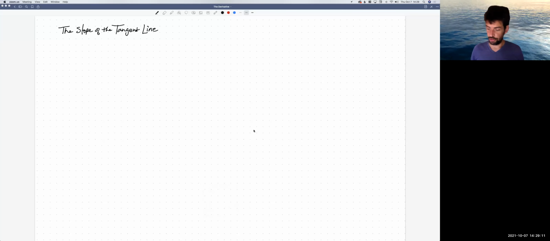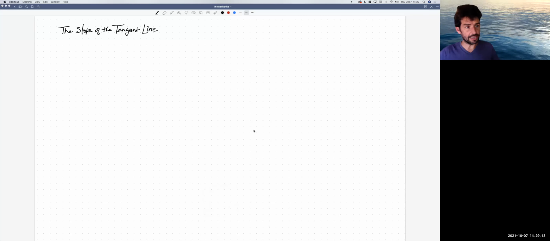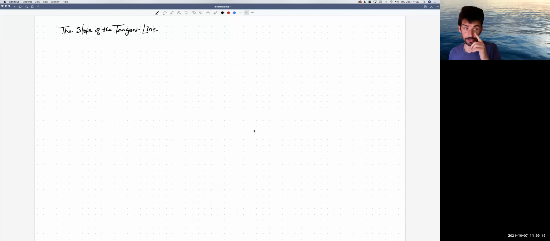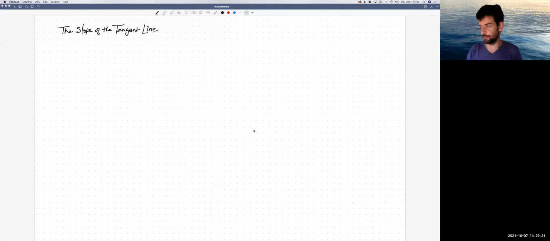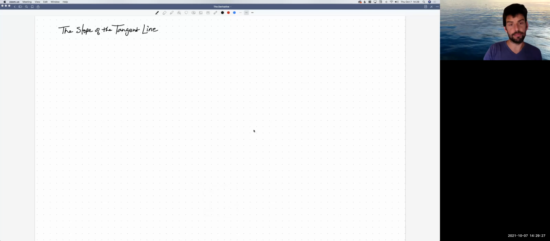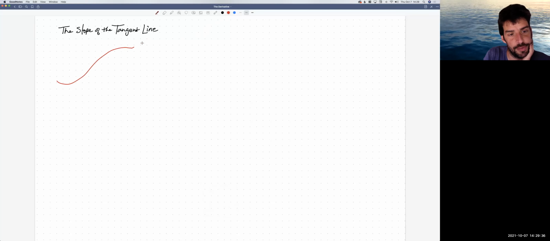Hey everybody. So we've now got this tool called the limit in hand, and we're going to use it and return back to the problem that we were investigating in the beginning, the slope of the tangent line. So let's just remember what the problem is exactly. We have a function, call it f. So just drawing a little piece of my function f.